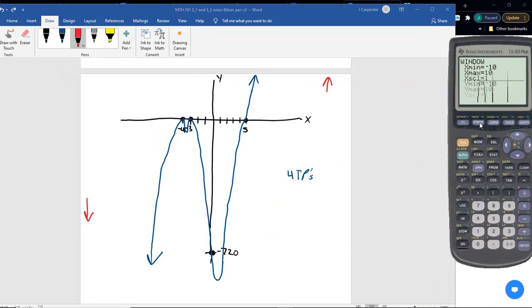So what I can do is go to the window. I'm going to mute for a second. I don't think I muted in time. And we can just change these y mins and y maxes. Now I know I've got this -720, so that y minimum needs to be at least that much. Let me make it -1000 because maybe I'll get to see where that valley is.